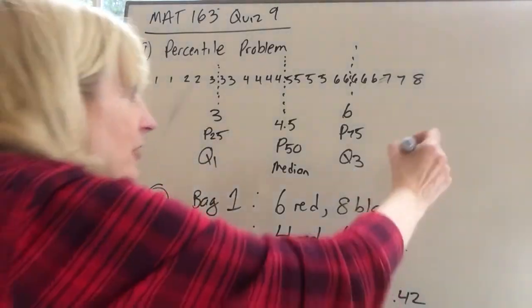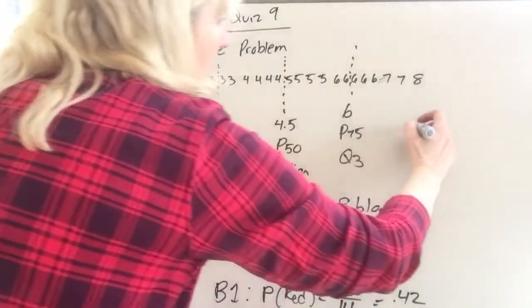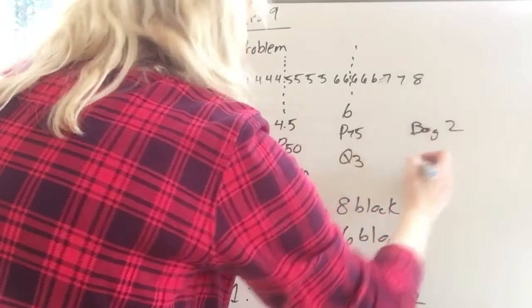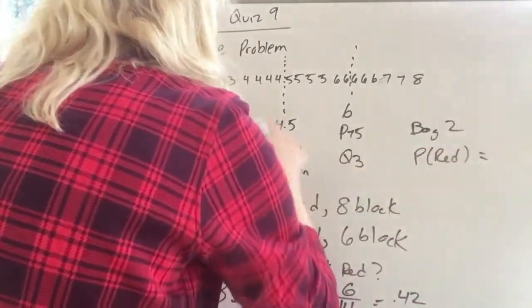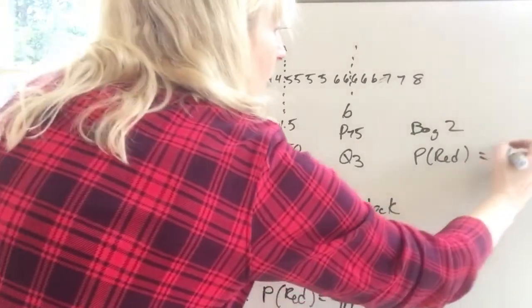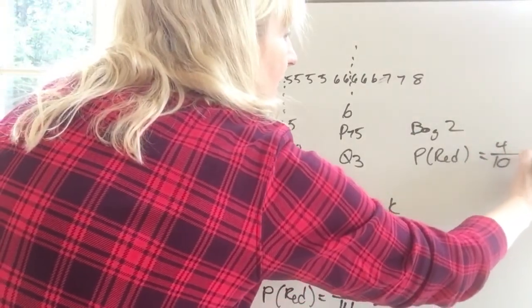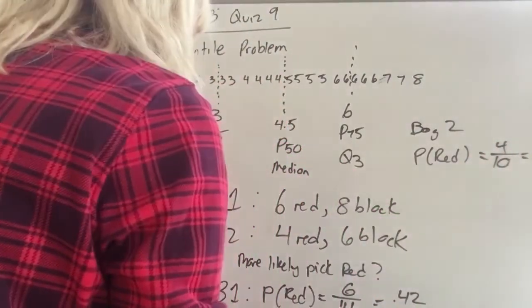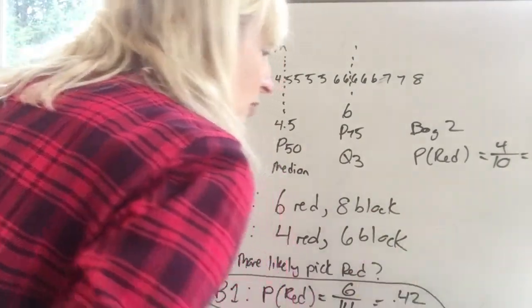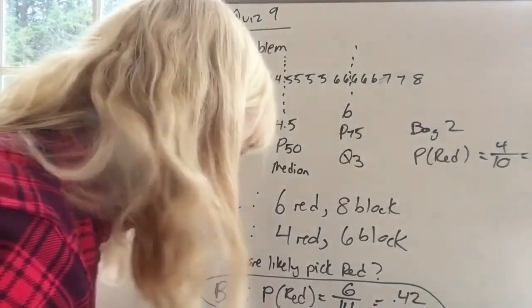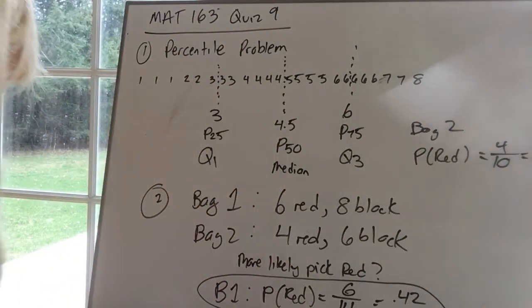How about for bag 2? I'll write it over here, you guys. Okay, probability of red. It's 4 out of what? 4 out of 10. So that's 0.4. So which one are you more likely to pick a red from? Bag 1, you're a little bit higher. You're at 0.42 versus 0.4. All right, so that's how you would do the second problem.